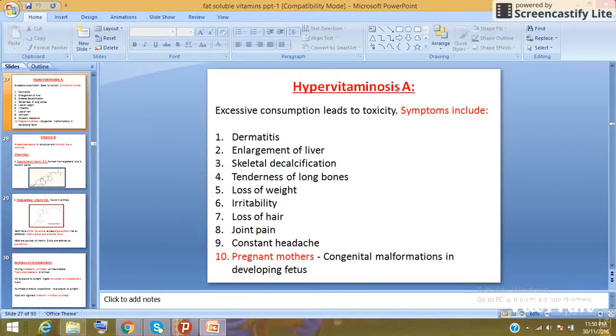This is an important point: hypervitaminosis of vitamin A. Excessive consumption leads to toxicity. Symptoms include dermatitis, enlargement of liver, skeletal decalcification, tenderness of long bones, loss of weight, irritability, loss of hair, joint pains, and constant headache. In pregnant mothers, it causes congenital malformations in the developing fetus. So it may affect all these things, and it may cause dermatitis if you take vitamin A in more quantity.